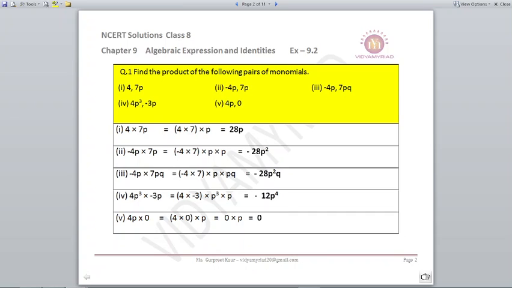4p cube into minus 3p. So 4 into minus 3, minus 12. p raised to power 3 into p. That means p raised to power 3 plus 1. So it means p raised to power 4. 4p multiplied by 0, anything multiplied by 0, your result is 0.